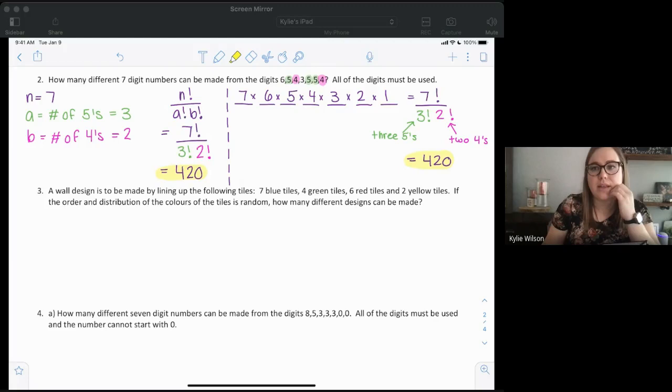Okay, any questions so far? Same stuff as before, we just need to be mindful of those identical elements.